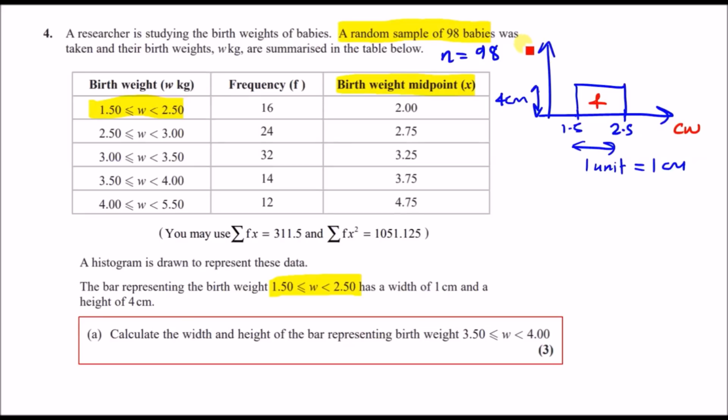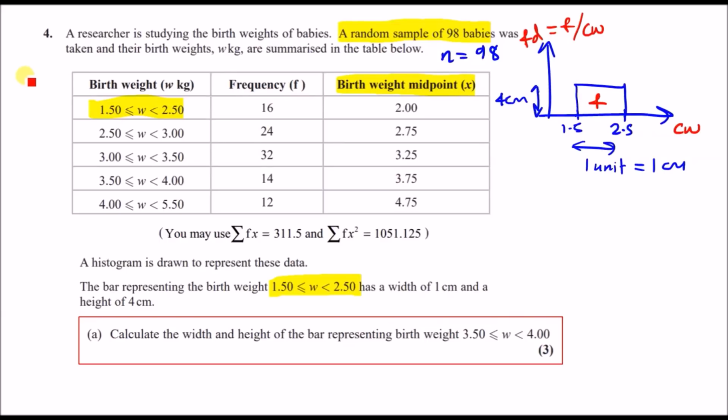And the height is known as the frequency density. Frequency density is calculated by working out the frequency and dividing it by the class width. If you know this formula, then you can pretty much solve any problems in histograms. So firstly, work out the actual frequency density, which matches 4 centimeters.